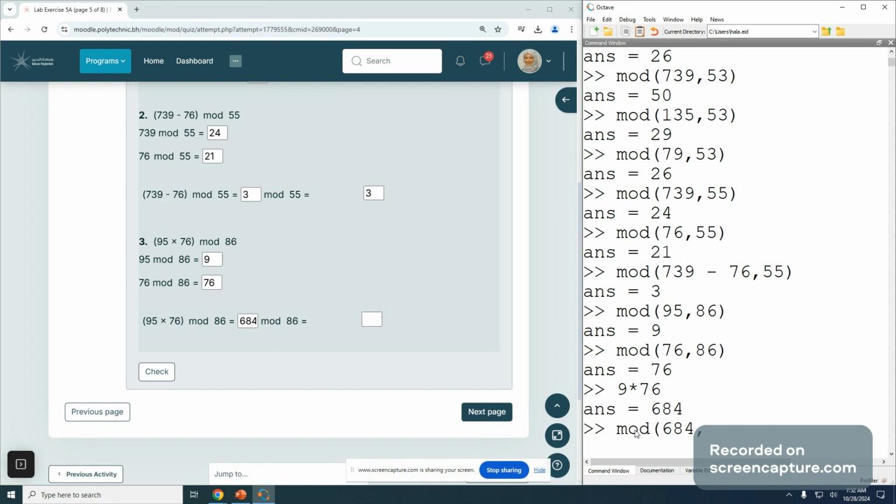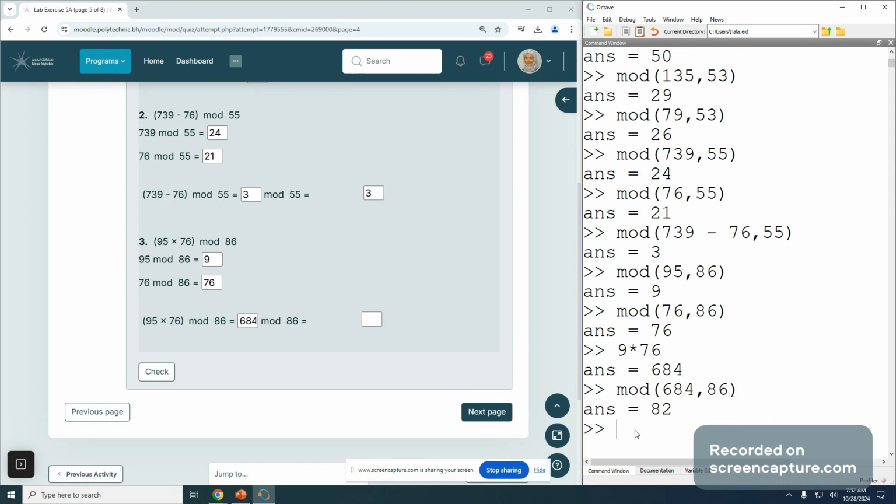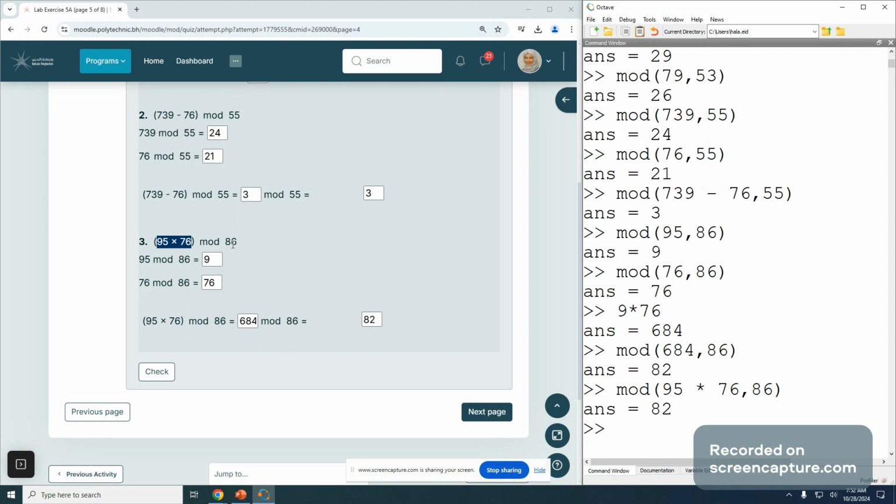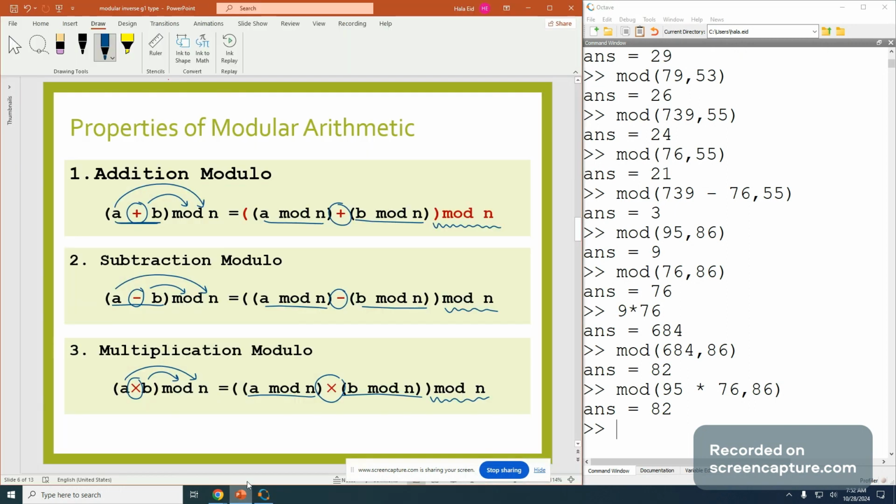684 mod 86. And that gives you 82. Now, if you want to make sure that this answer is correct, you can just do it directly without using the property. So let's do it directly without using the property. So these multiply together, except that the multiplication is an asterisk. And then they want you to find it mod 86. So this is 86. And here you get 82, pretty much as if you use the property. All right, let's move on to something else.